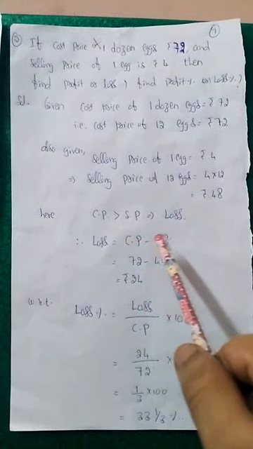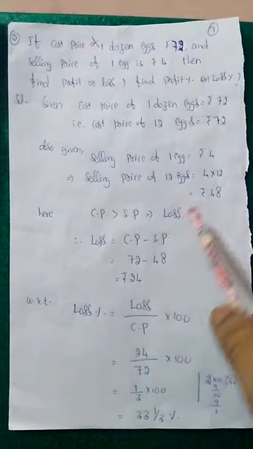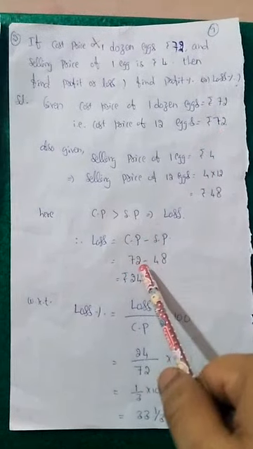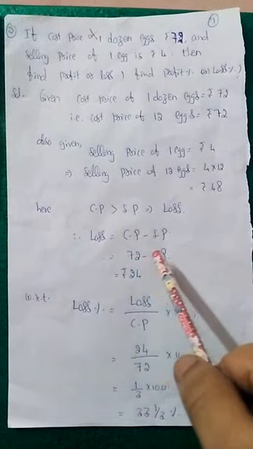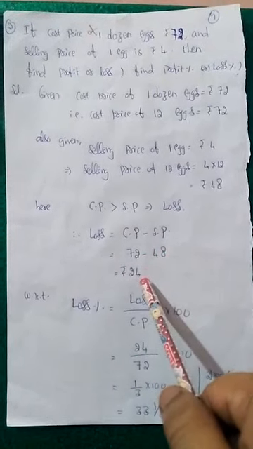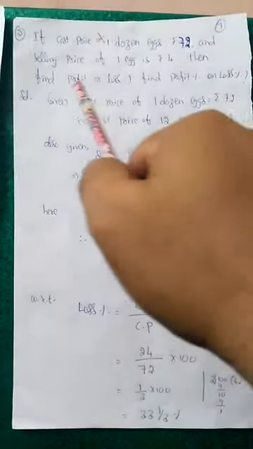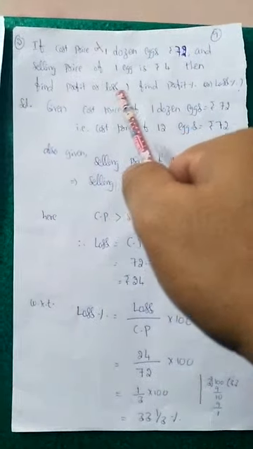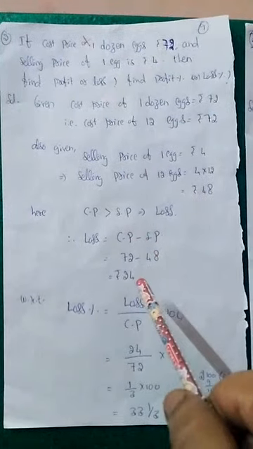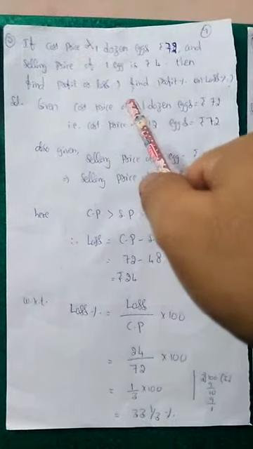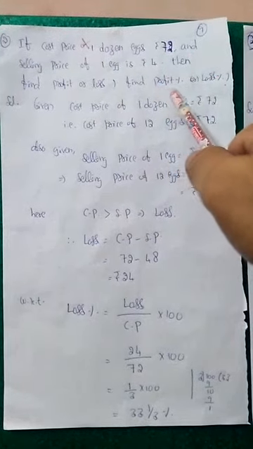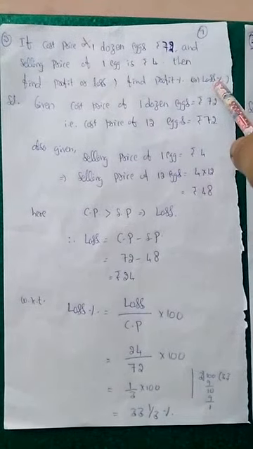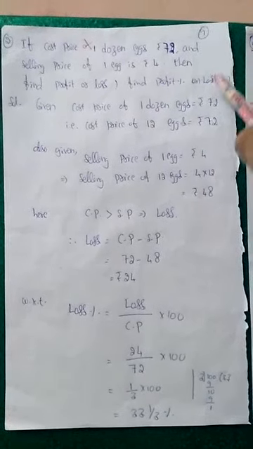We know how to find loss. Loss equals CP minus SP. Substitute CP as 72, SP as 48. Then 72 minus 48 gives 24. Here there are two questions: find profit or loss, so we found loss. And one more question: find profit percent or loss percent. Since we got a loss, we need not find profit percent, so we find the loss percent.